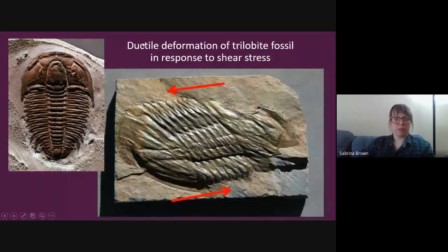So here's another example of ductile deformation due to shear stress. Remember, shear is that sort of transform motion of two things sliding past each other. Here is a fossil. So here's a trilobite, and here a fossil of a trilobite has been deformed ductilely because of that stress.